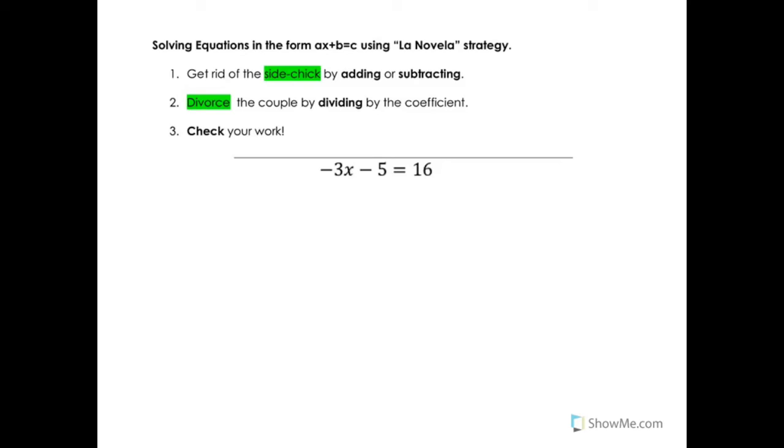So our side chick here is this -5. Okay, because remember that we always include the symbol before. If it's a minus there, then we're going to call that a negative number. And if it's a plus, then it's going to be a positive side chick. And our couple here is going to be this -3x.